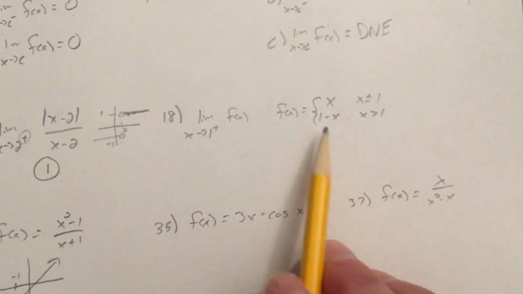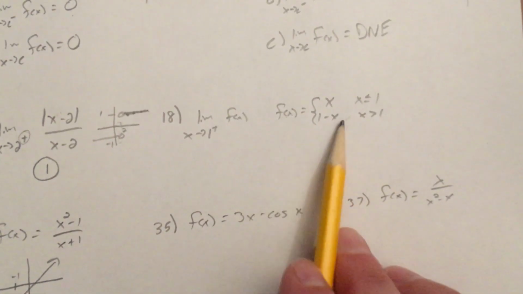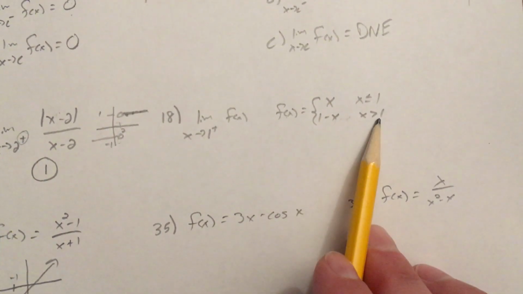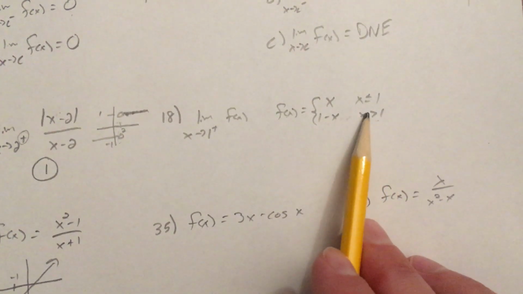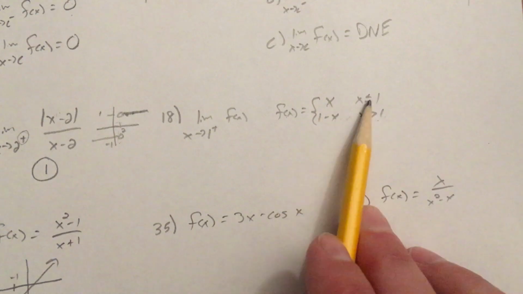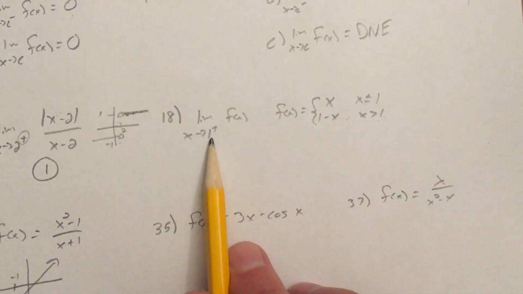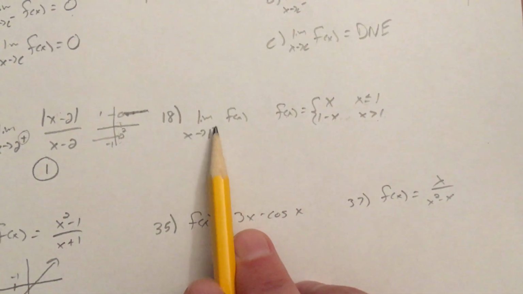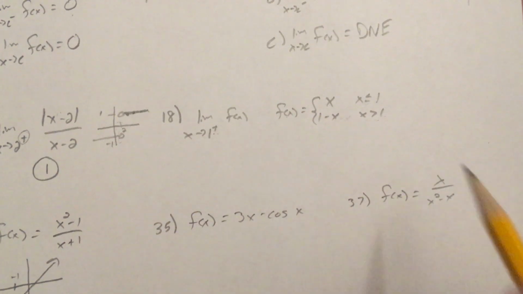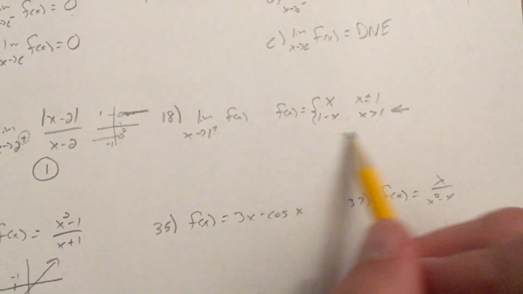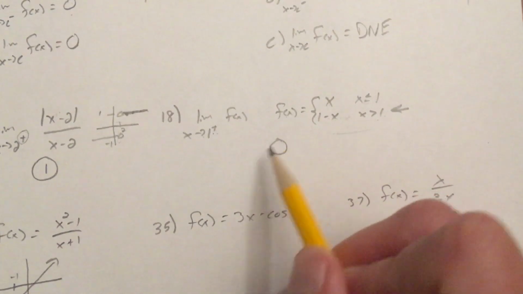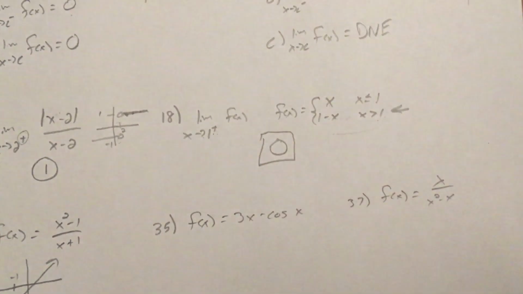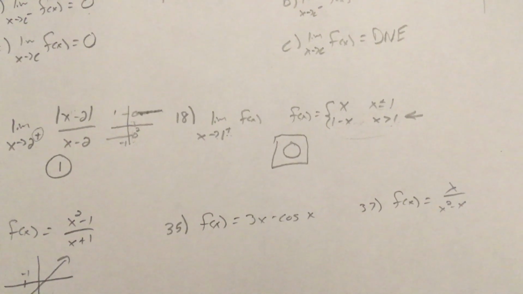For number 18, we're told that the function is 1 minus x for everything greater than 1, and it's x for anything less than or equal to 1. If we're coming at 1 from the right side, we're coming from numbers that are greater than 1. So this is the one that we should be trying here. If I put 1 in there, 1 minus 1 is 0. That's what it looks like it's heading to as you approach that.